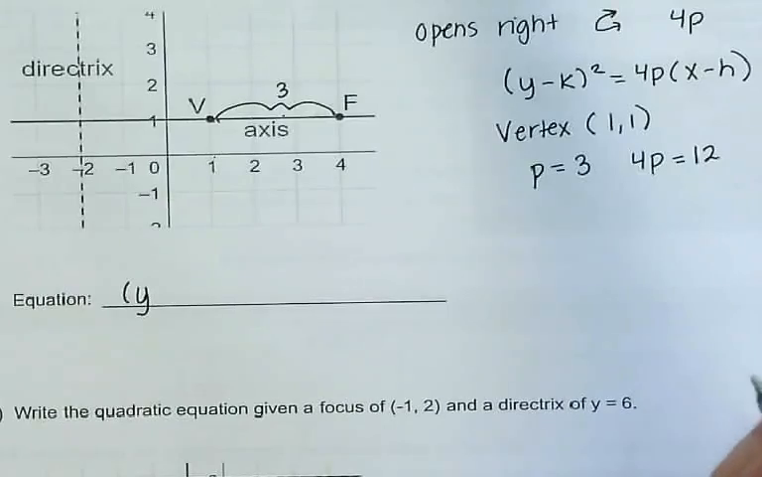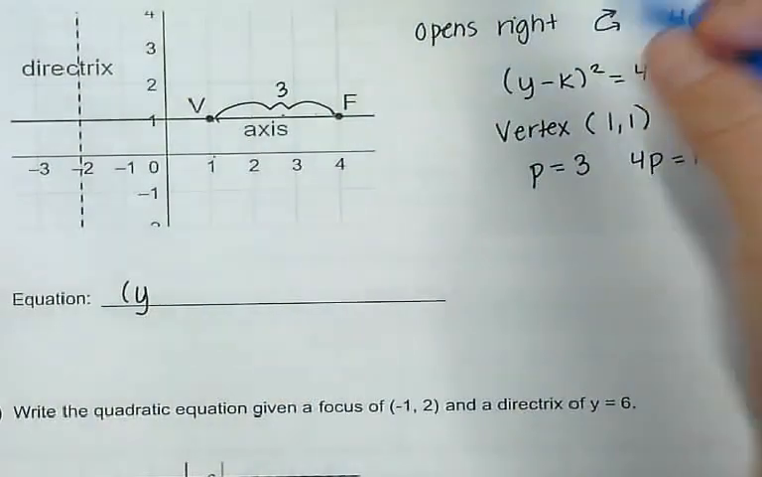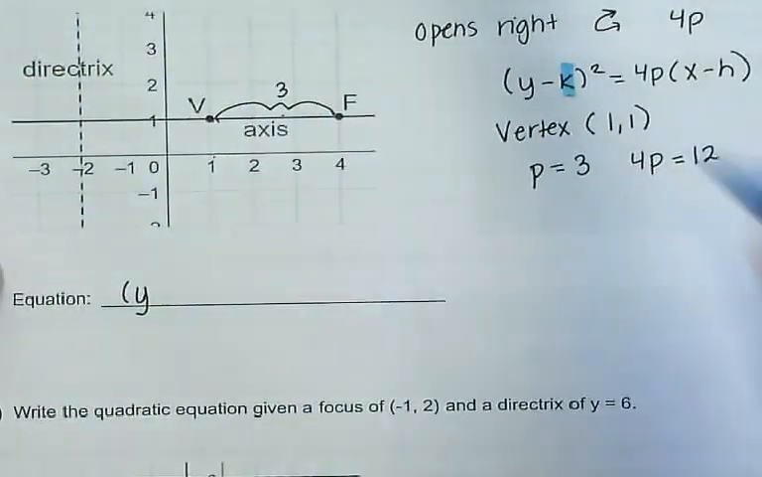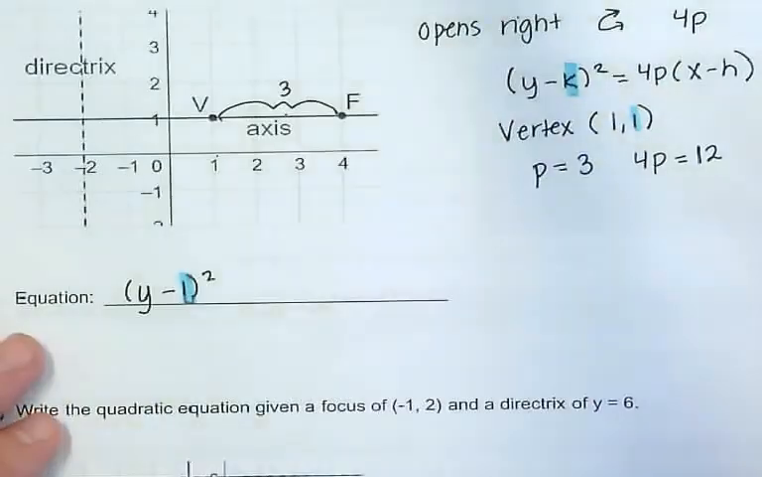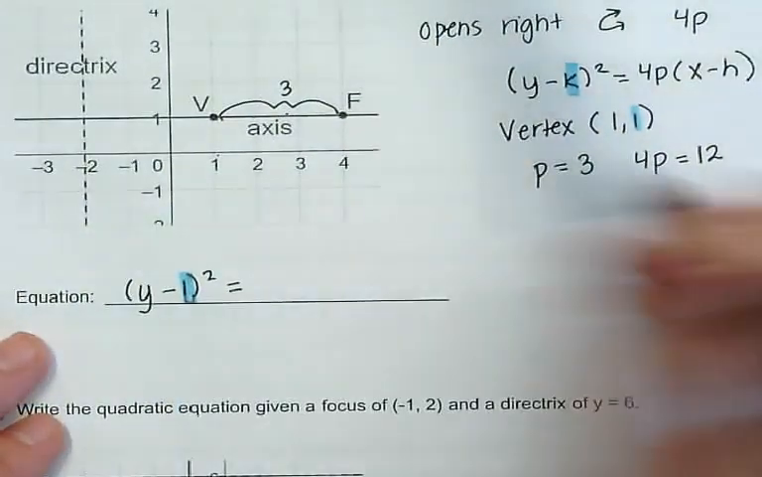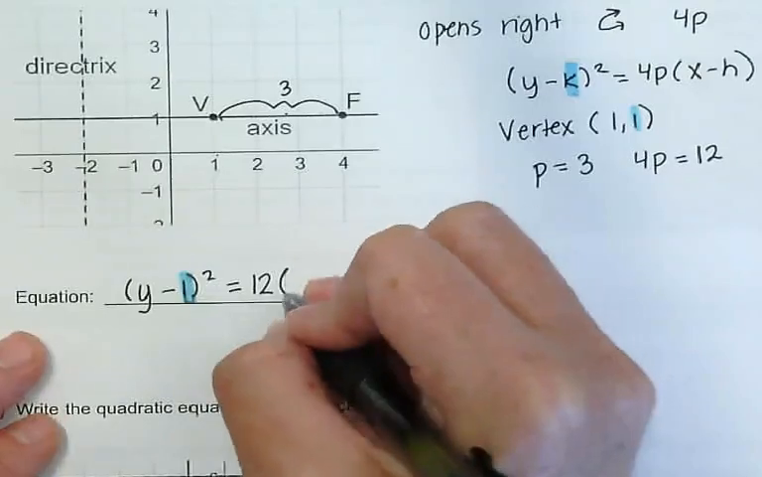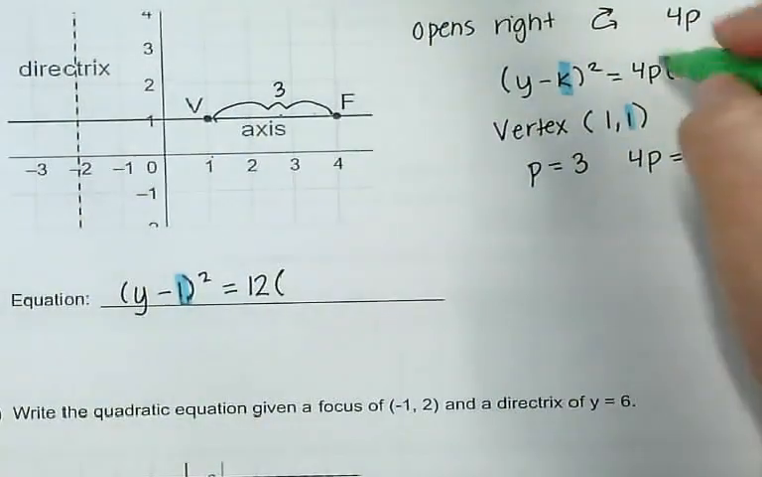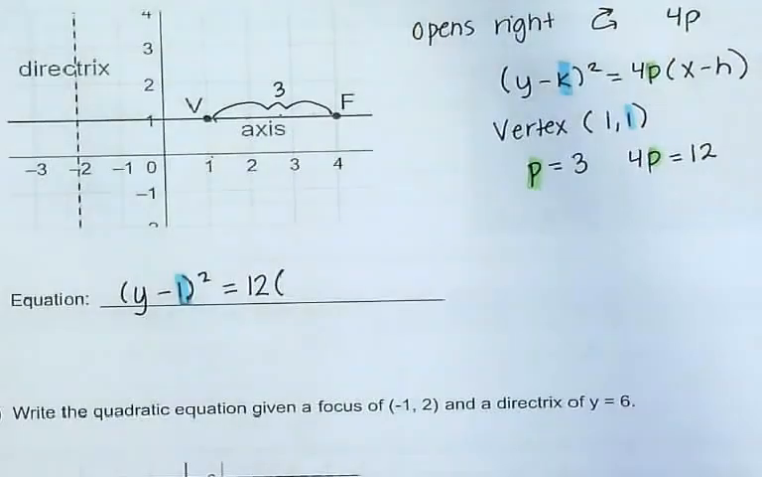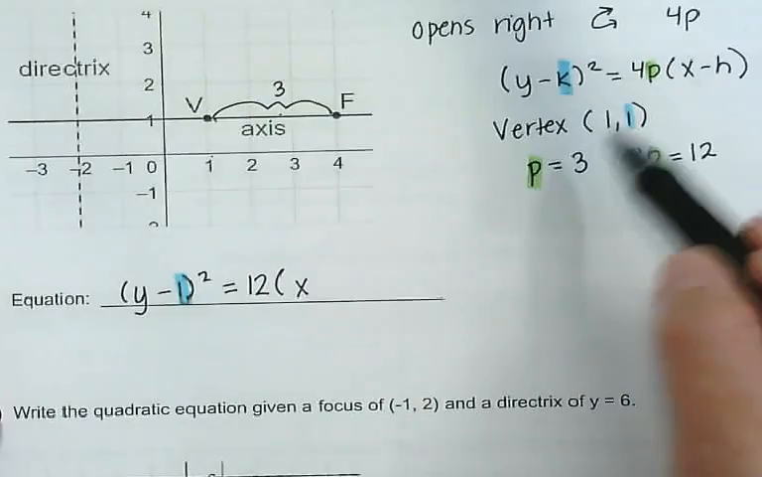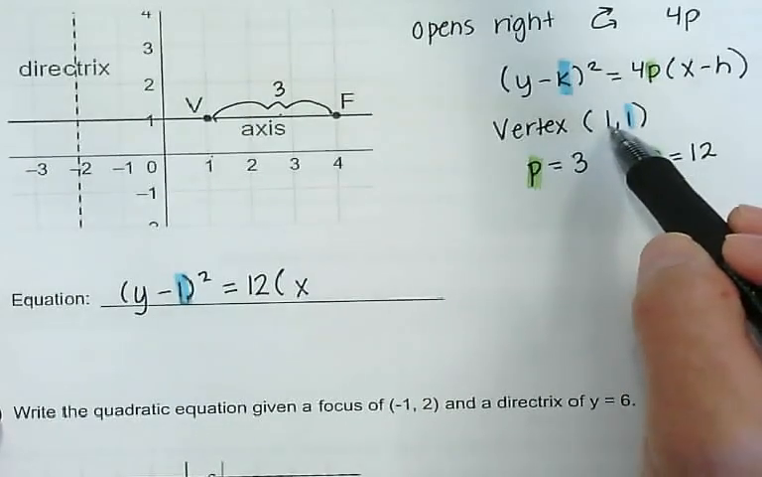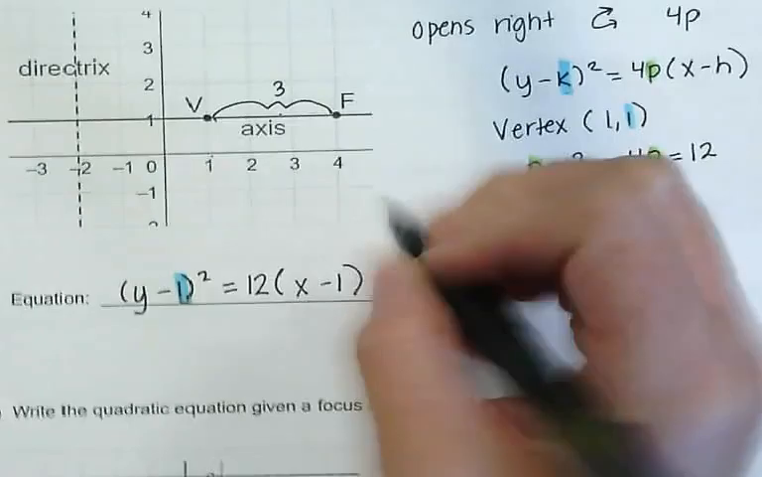So we're just going to put our stuff in the equation. For your k, the y value of the vertex, y minus 1 squared is equal to the 4p, which is 12, times x minus h, so minus 1.